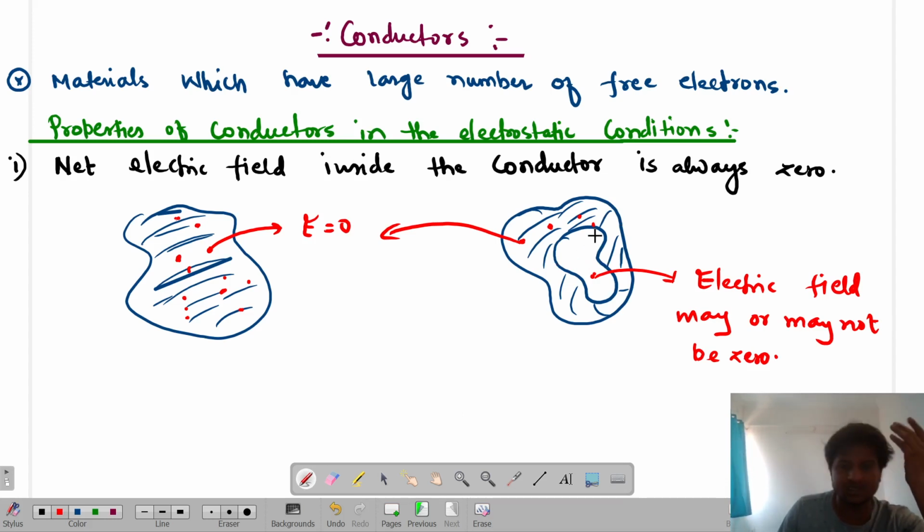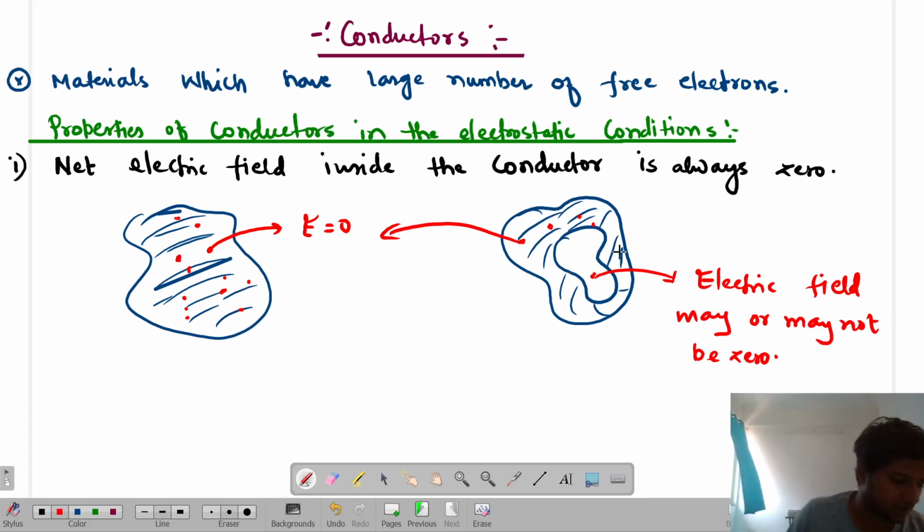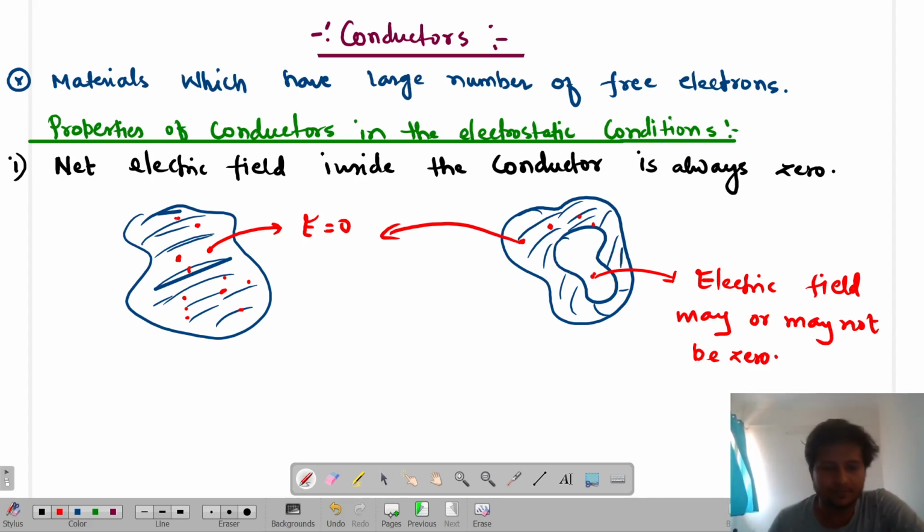Means inside the conductor, if it is hollow, then it depends upon some situations where the electric field will be zero and some situations where the electric field will not be equal to zero. Are you able to get me? We will talk about that. But definitely, if it is a solid object, then the charges start to appear on the surface. So this is why the net electric field is always how much? Zero.